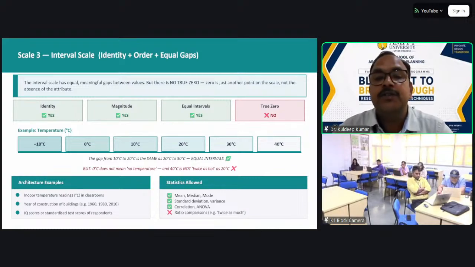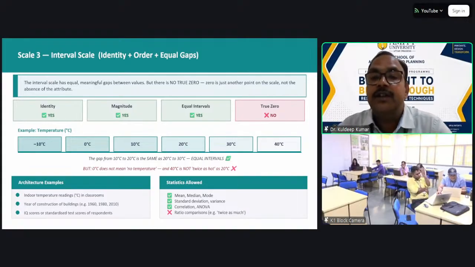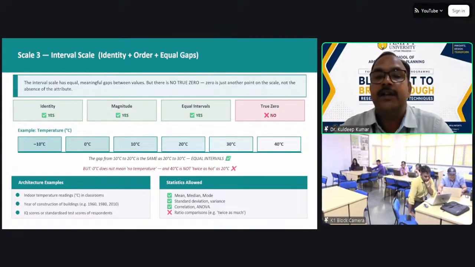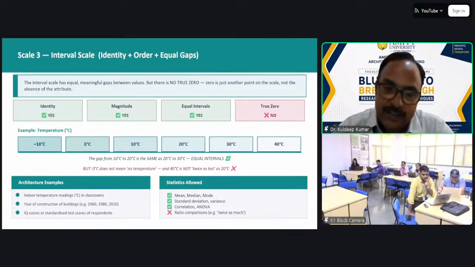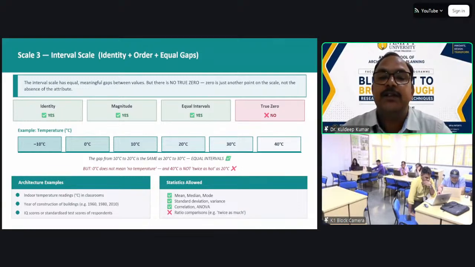We'll see this through examples of the interval scale. Indoor temperature, maybe in classrooms, is measured in degrees Celsius. Year of construction: the gap from 1960 to 1980 is exactly 20 years, the same as from 1980 to 2000. But there is no year 0 in architecture. So the statistics allowed in this interval scale are: you can find the mean, standard deviation, variance, correlations, and you can do analysis of variance. So the whole parametric statistical toolkit can be used.